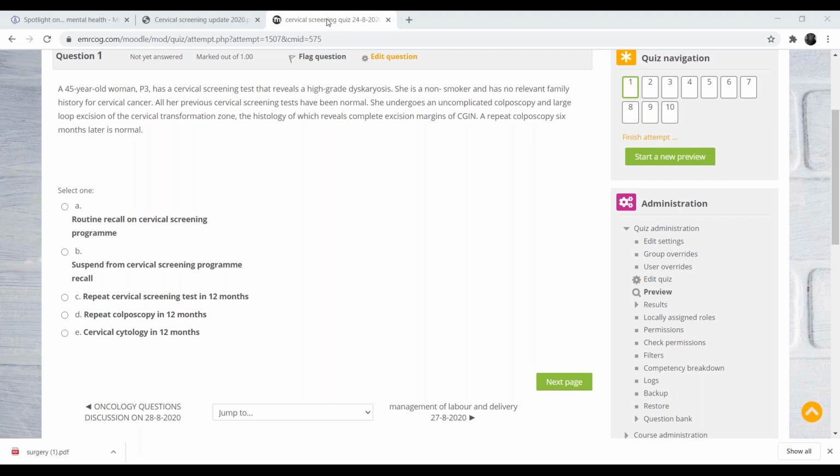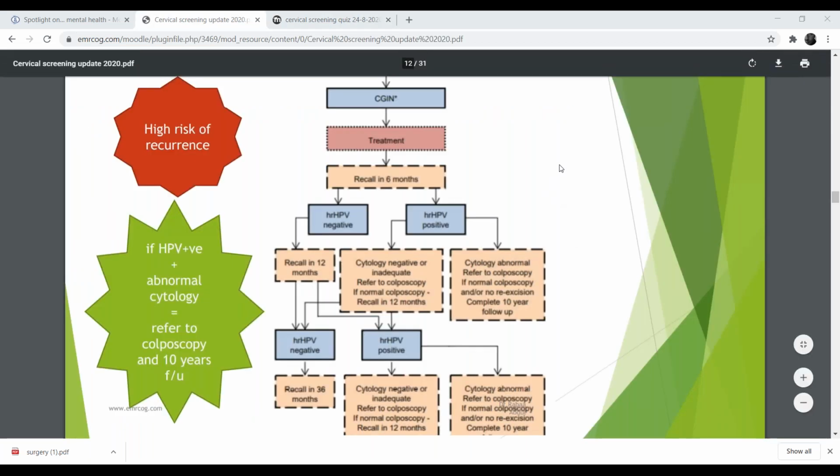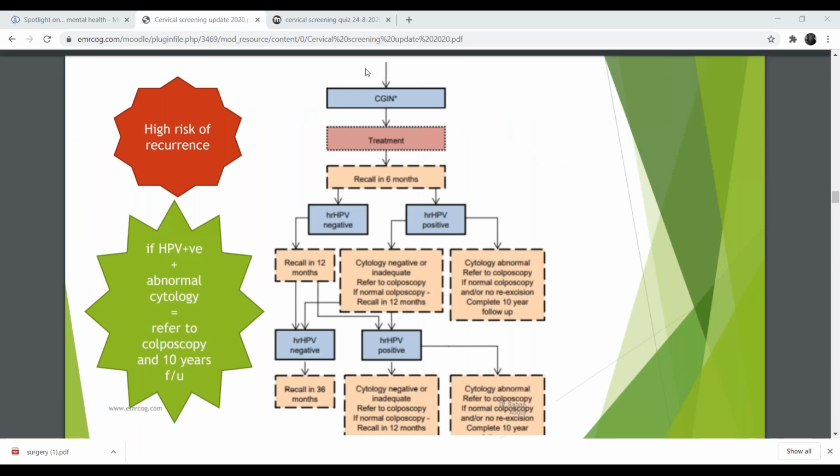So follow me. First of all, we have said situation awareness first. What is the situation here? The patient has been treated for CGIN 2 or 3. Yes, she had complete excision margin of the CGIN, which is a little bit different from the incomplete excision margin. She had a repeat colposcopy 6 months later, which is normal. So when we have a normal result, the next step will be, should we follow up after 1 year, then yearly, because re-excision was done and CGIN?